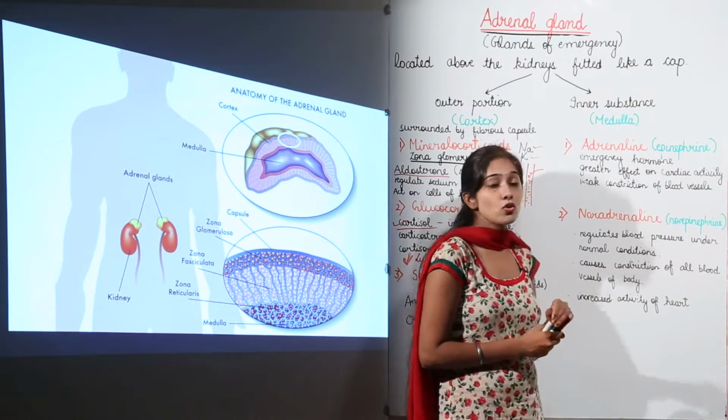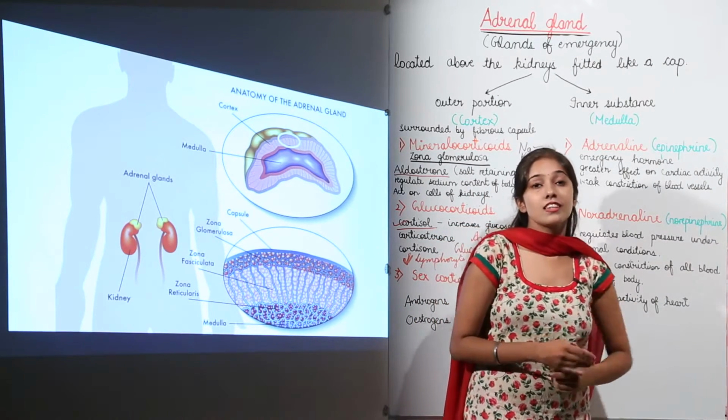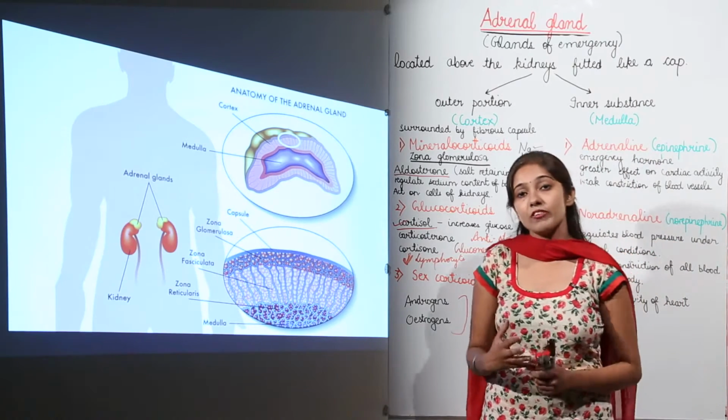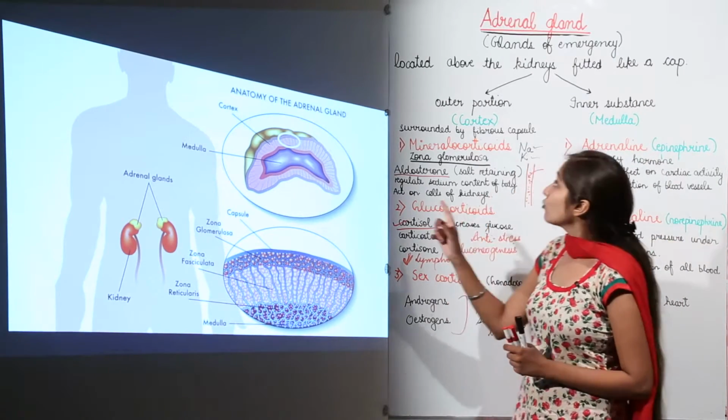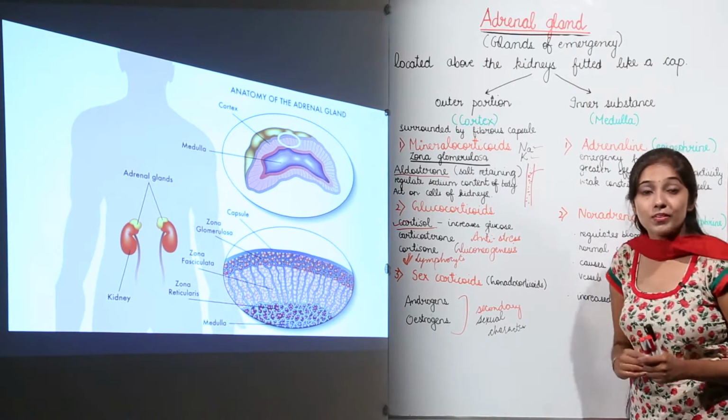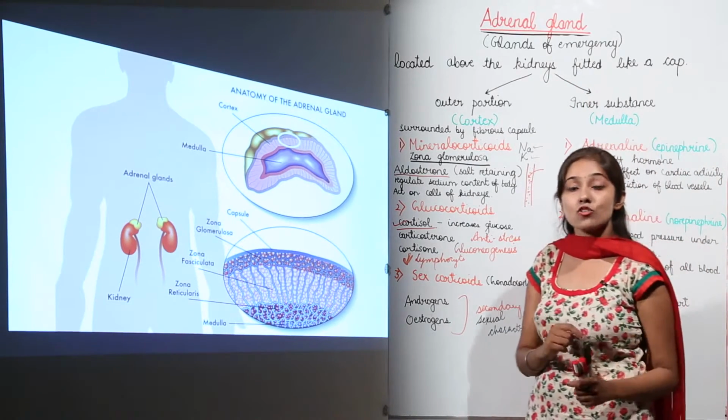So this is just a slight difference between the action of these two hormones, adrenaline and noradrenaline, right. As a whole, since the hormones of the adrenal gland help us to cope with emergency situations, that is why we call these glands the glands of emergency.